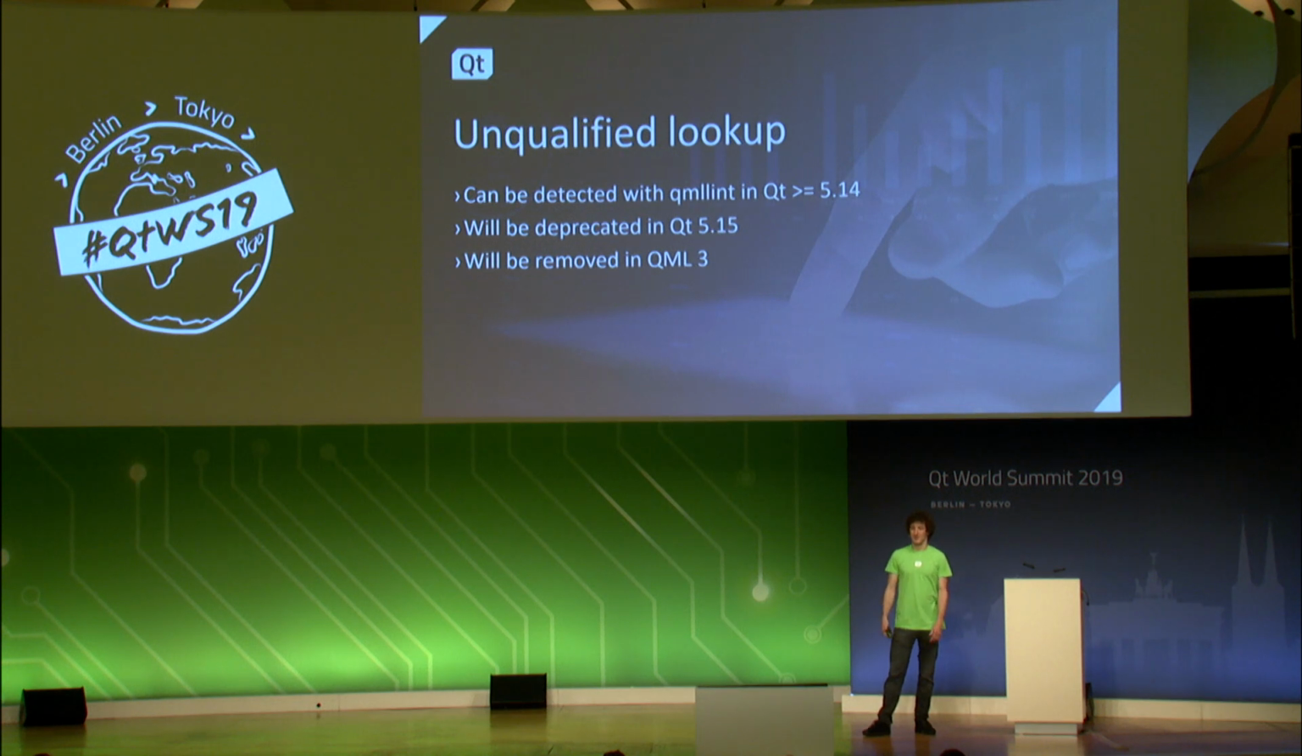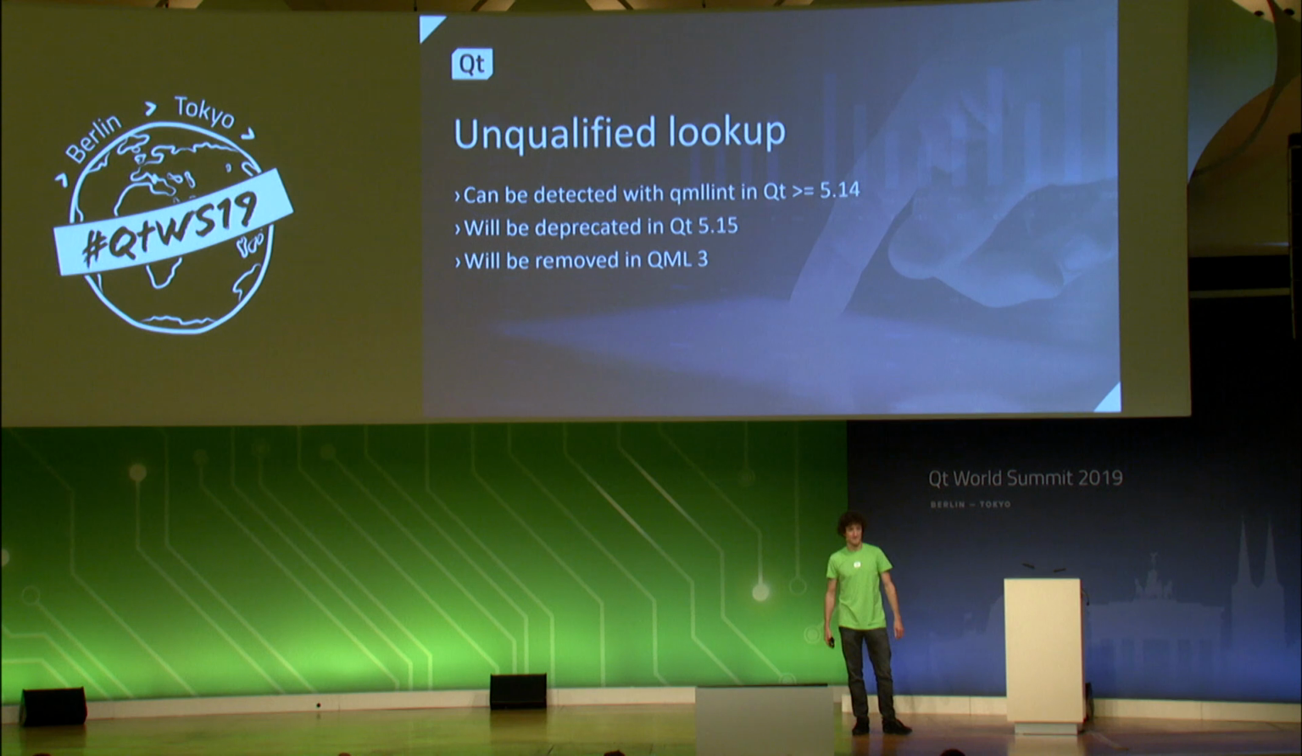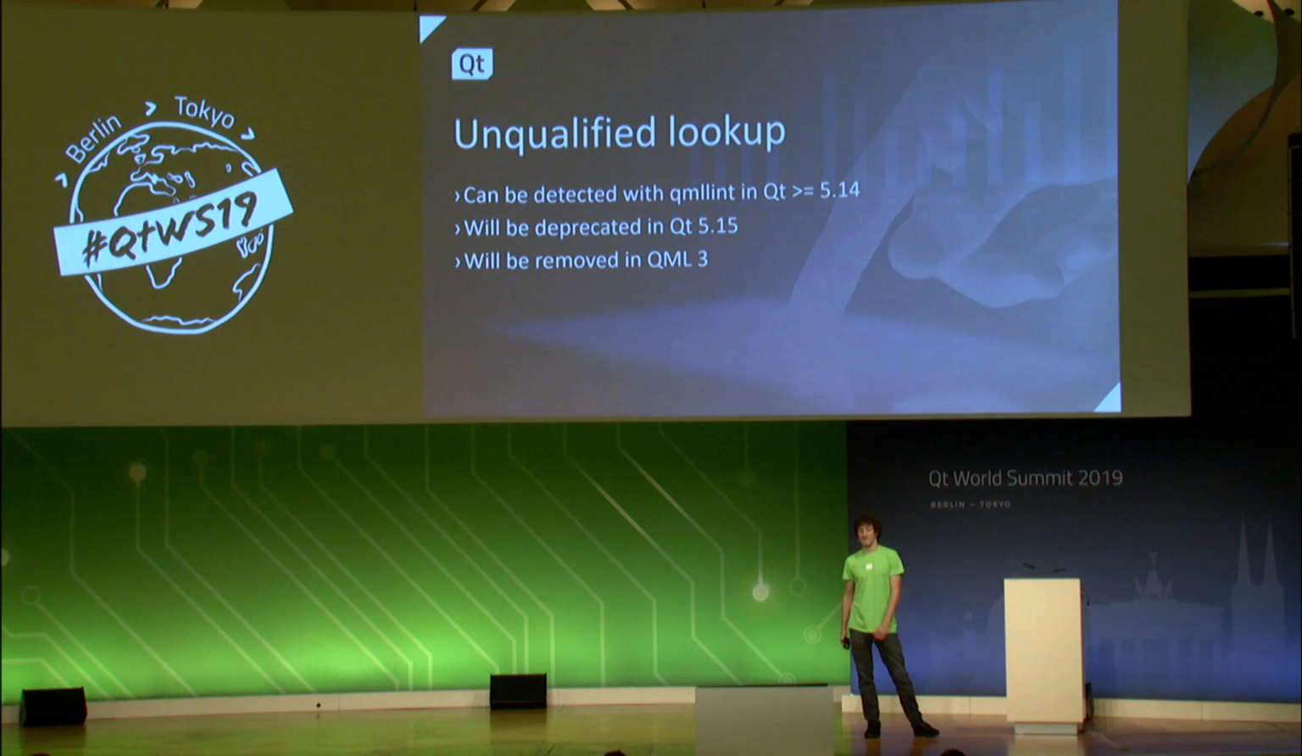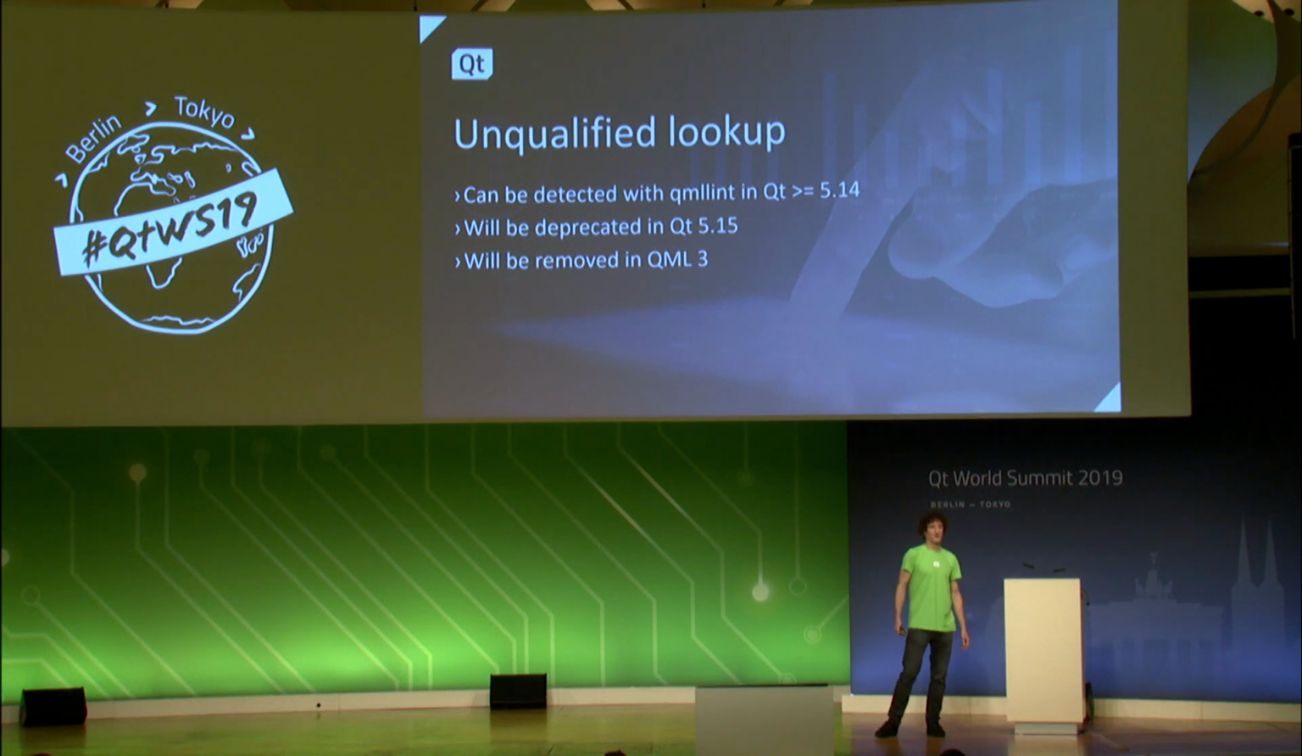So, unqualified lookup can be detected with QML-lint from Qt 5.14. QML-lint still has some flaws in 5.14, but in general, this is possible. It will be deprecated in Qt 5.15, if I'm quick enough. And it won't be possible anymore in QML 3.